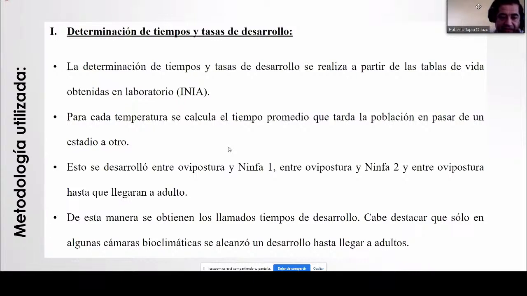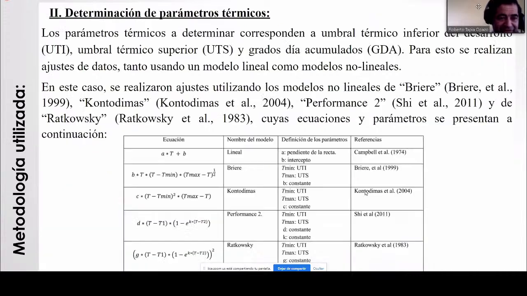With that, we have what we've called development time. Just in some bioclimatic chambers did we actually reach the adult level development. These chambers are a whole issue in and of themselves. So anyone who has done this type of study understands what I mean. There's a lot of detail and much suffering that researchers have to go through to ensure we can achieve our objectives.